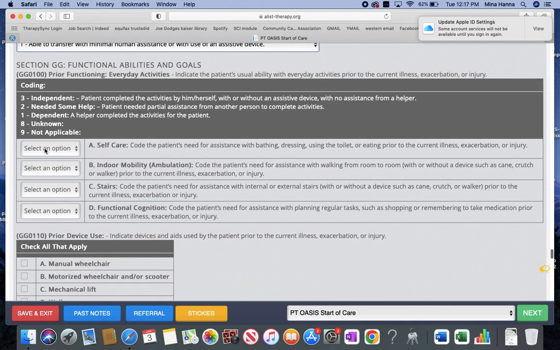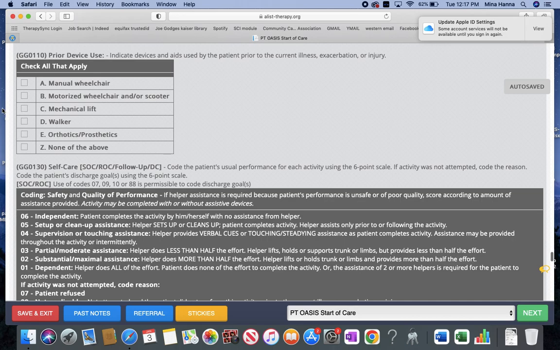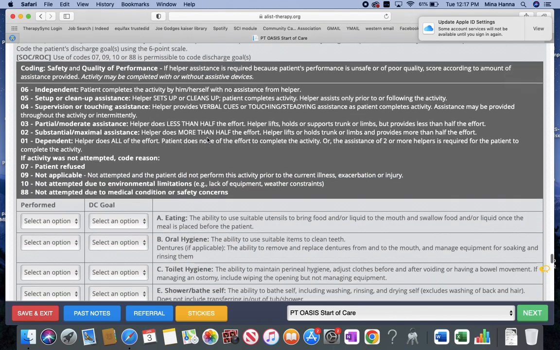And then as far as here, this is prior level of function. So more than this person is independent. So I can put he's completely independent prior to this surgery. And right now, prior device used, not what he's using now. So he wasn't using anything, so none of the above.